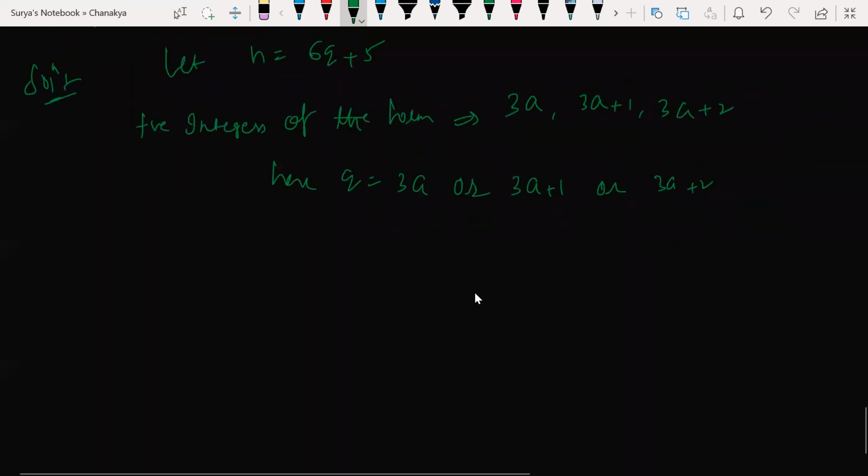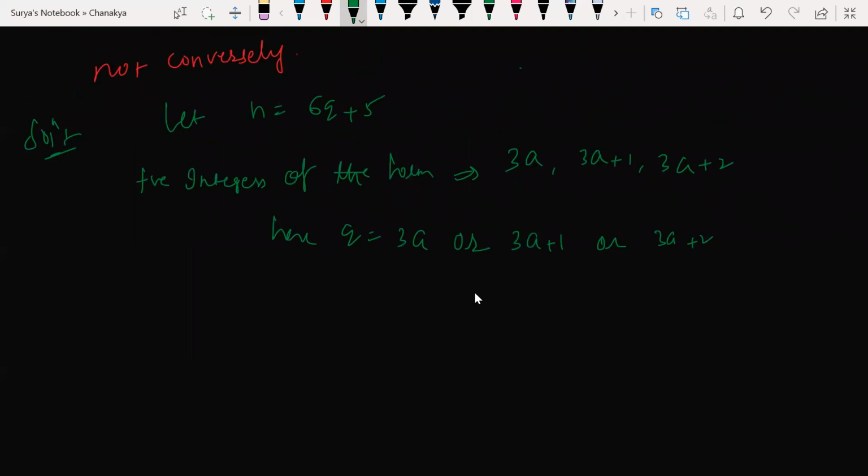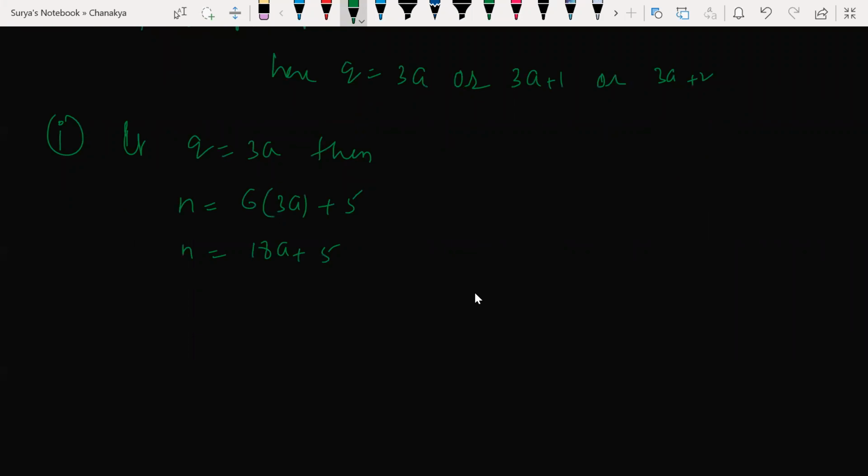Now let me tell you. In case 1, if q is equal to 3a, then what is the n value going to be? 6 into 3a plus 5. So n is equal to 18a plus 5. 5 can be written as 3 plus 2. So n is equal to 3 common, 6a plus 1, plus 2. Understood my point?